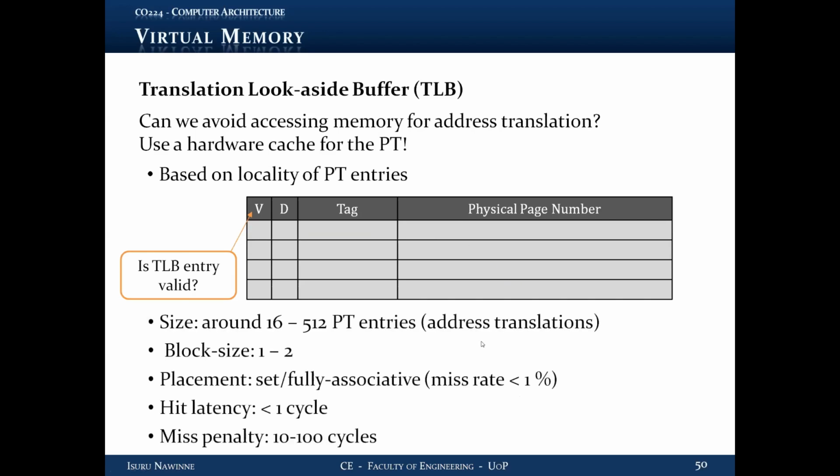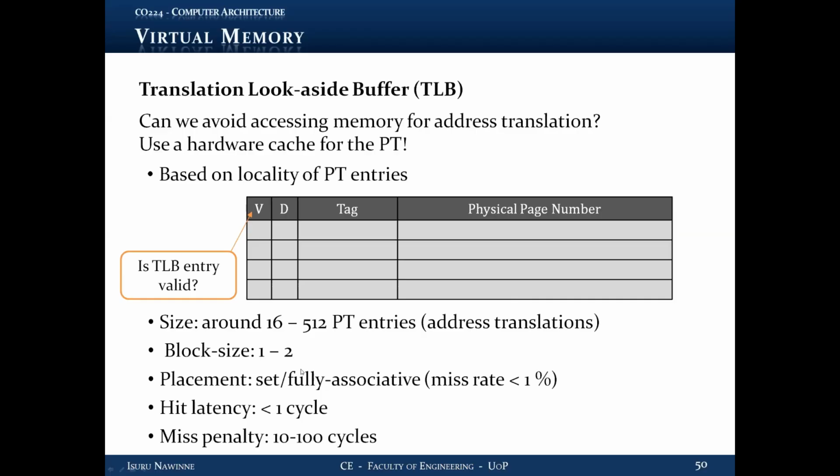Right. Okay. So, usual parameters. The size is usually around 16 to 512 page table entries, right? A big range, but depending on the design, between 16 and 512 address translations can be stored in the TLB. In the usual TLB, the block size is 1 to 2 address translations, right? So not one piece of data, but a single address translation.